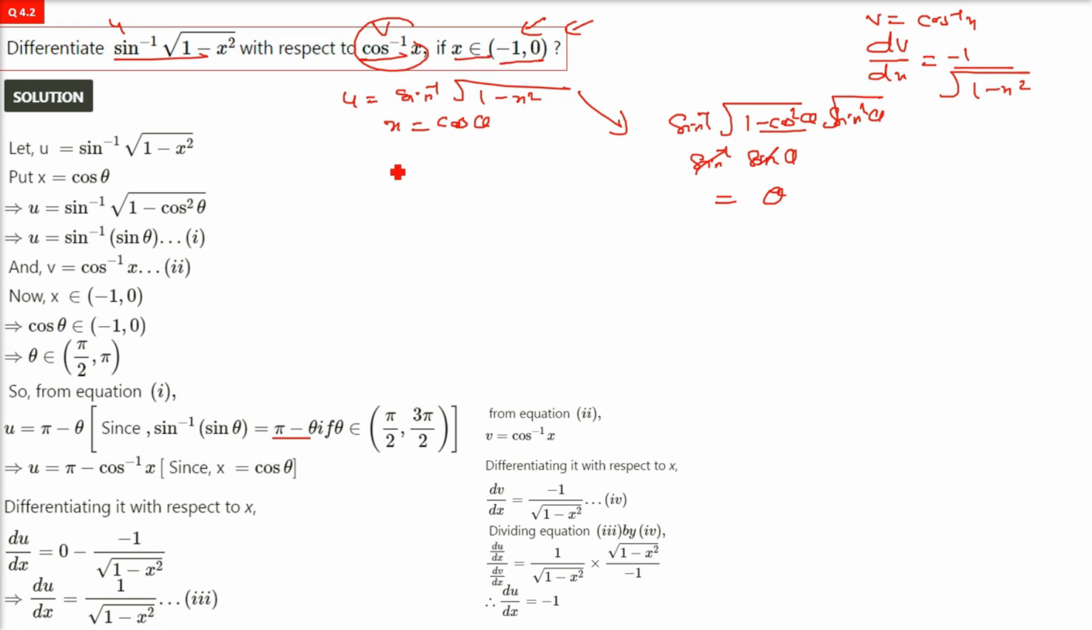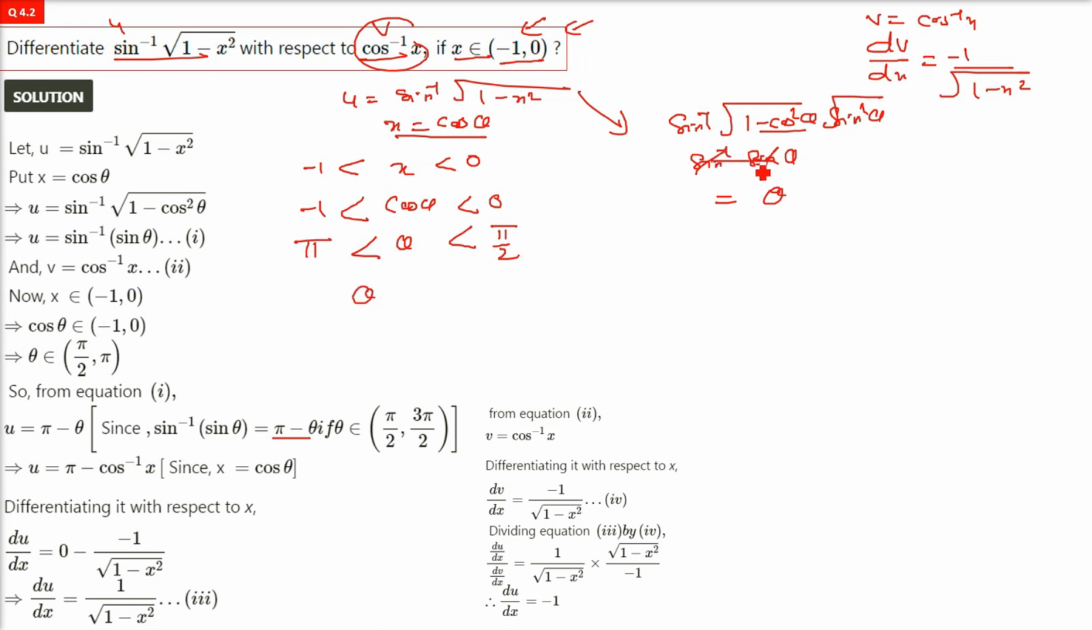So we have to check also whether the result will be theta or pi minus theta, according to the range. So x is between -1 and 0 in this case. Basically, x we have to put as cos theta. So cos theta is between -1 and 0. So this is between pi and pi by 2. If you take cos inverse, it will be between pi and pi by 2.